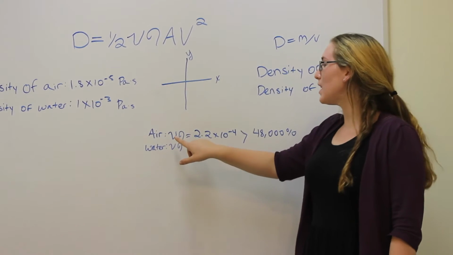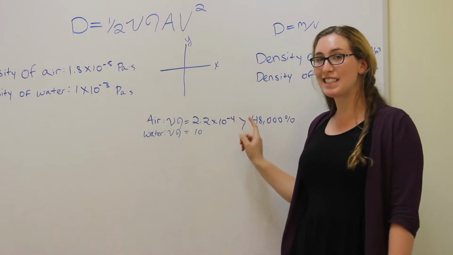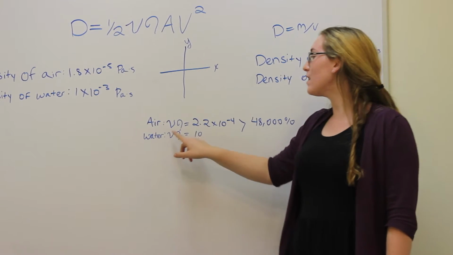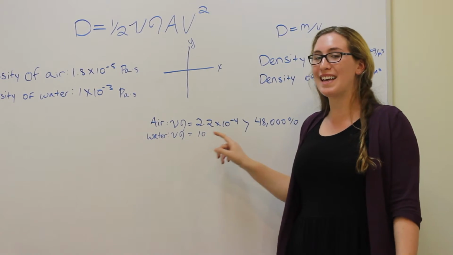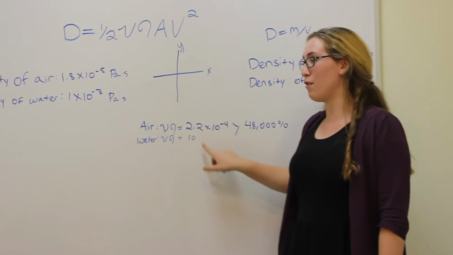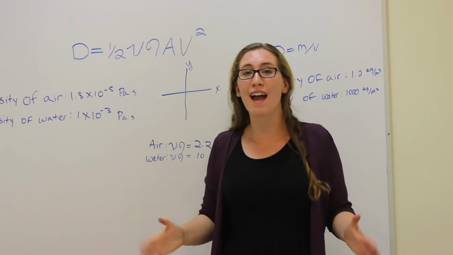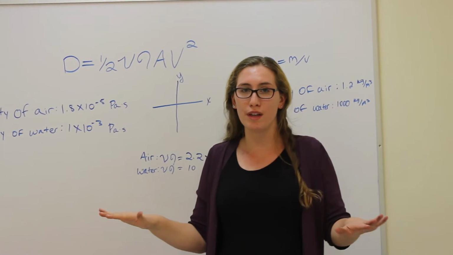So when we take the viscosity times the density of air, we get 2.2 times 10 to the -4. And when we take the viscosity times the density of water, we get 10, which is a 48,000% increase from air to water. So you have to be fighting a lot of drag when you're in the water, and that's something that a swimmer has absolutely no control over.